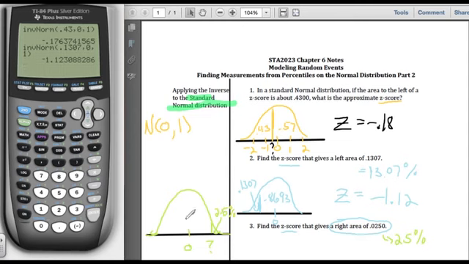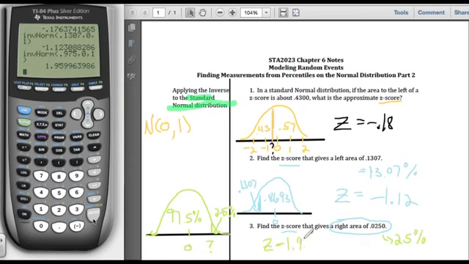I need the left area every time I'm going to use inverse norm. So this would have to be 97.5%. So to find this z-score, to find this marker on the bottom, I would once again use inverse norm. My left area, 0.975, for that 97.5%. And once again, 0, 1. So that z-score would be 1.96.